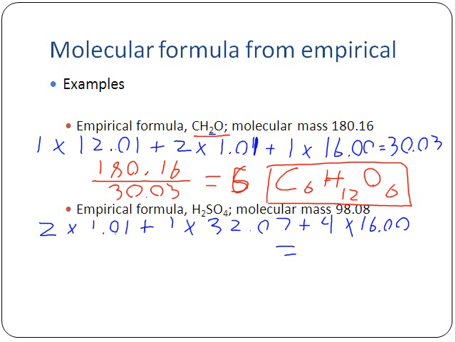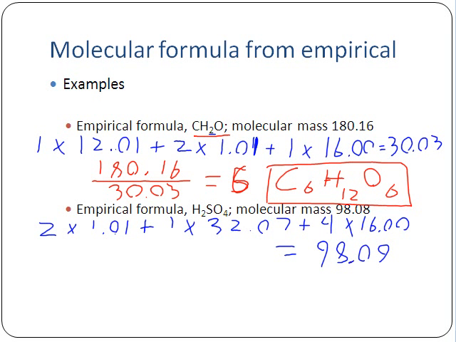This time I will use a calculator. What we find is that 2 times 1.01 plus 1 times 32.07 plus 4 times 16, when you do that, you get a total of 98.09.